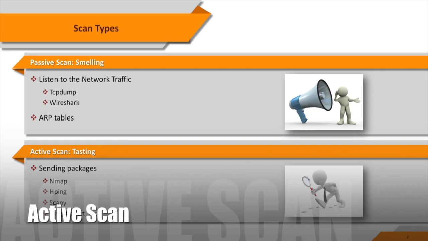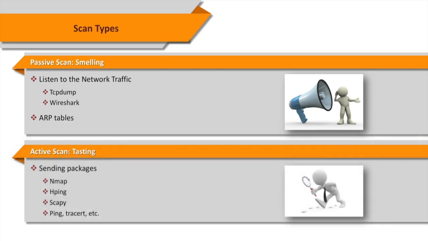So the second type is active scan. In this type of scanning, you scan the target systems. Active scanning requires more preparation for the attacker or pen tester because it leaves traces, which are likely to alert the target or produce evidence against him.